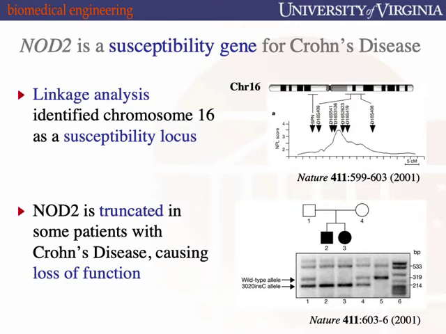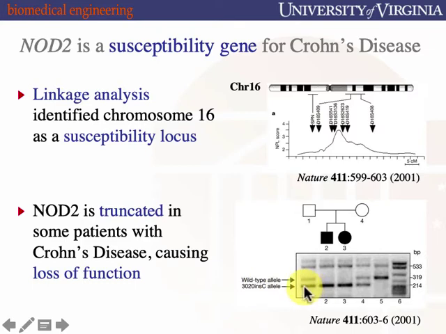What these folks found was that NOD2 is truncated, or shortened. There's some type of mutation that was passed on to their offspring that causes this protein to be shortened in length. It's still made, but it's shortened in length. In this case, the truncation leads to what we would call a loss of function mutation, which means the mutation eliminates the functionality of that protein. And what they found was this 3020insC allele, found right here.